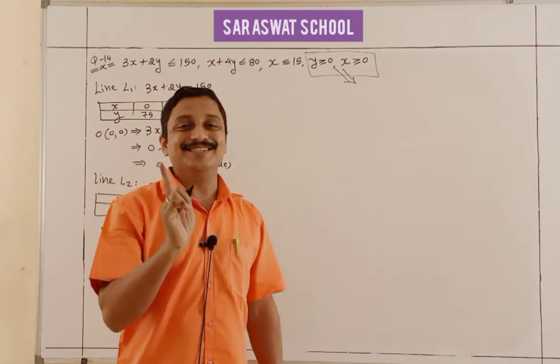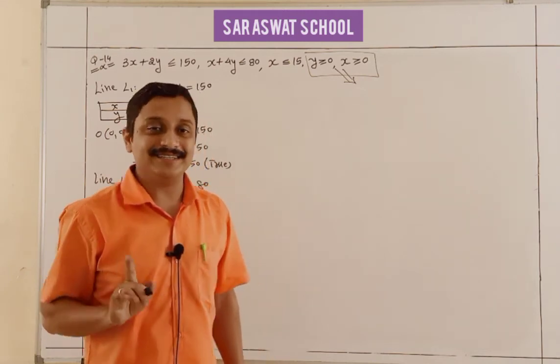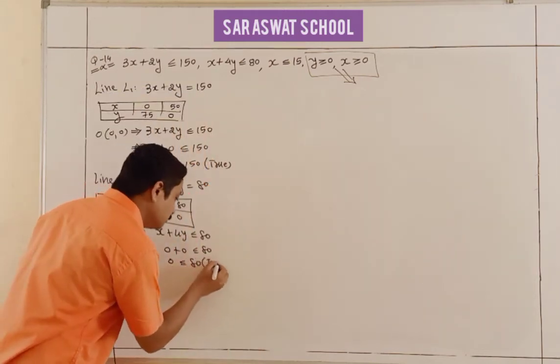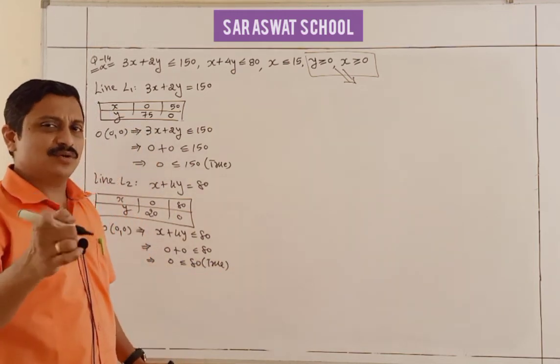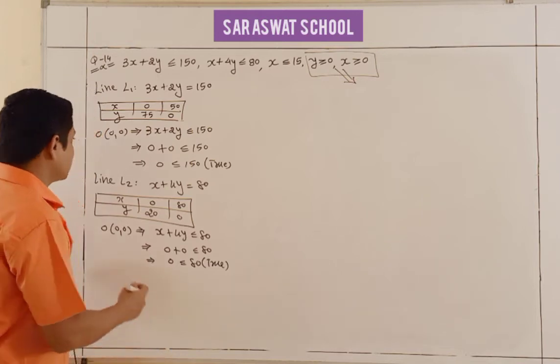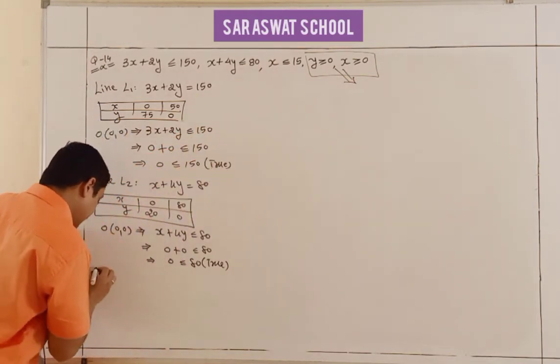Yes, because 0 is below the 80. It is true. They are not equal, but less than is true. Anyone is true, your answer is true. And last, after that, I am going to head L3 line.